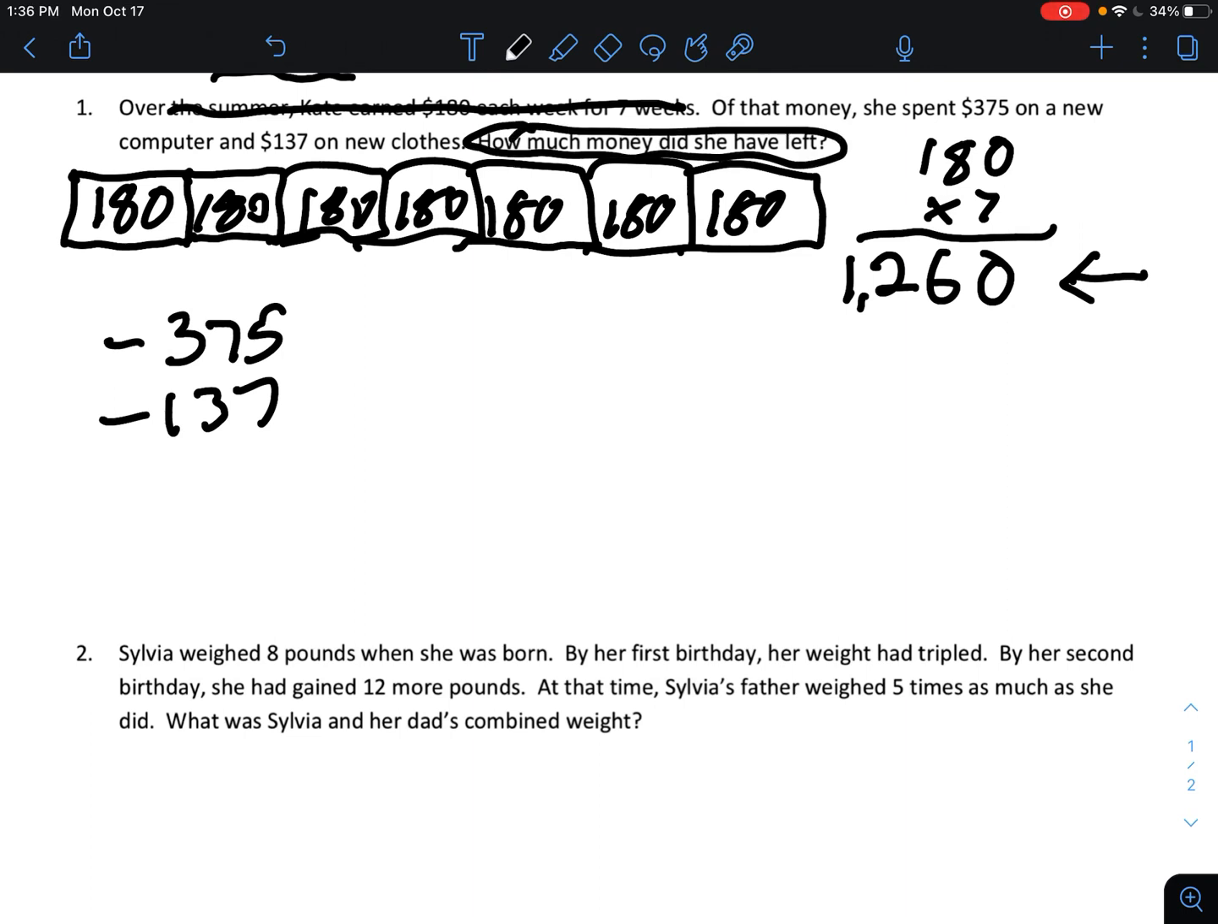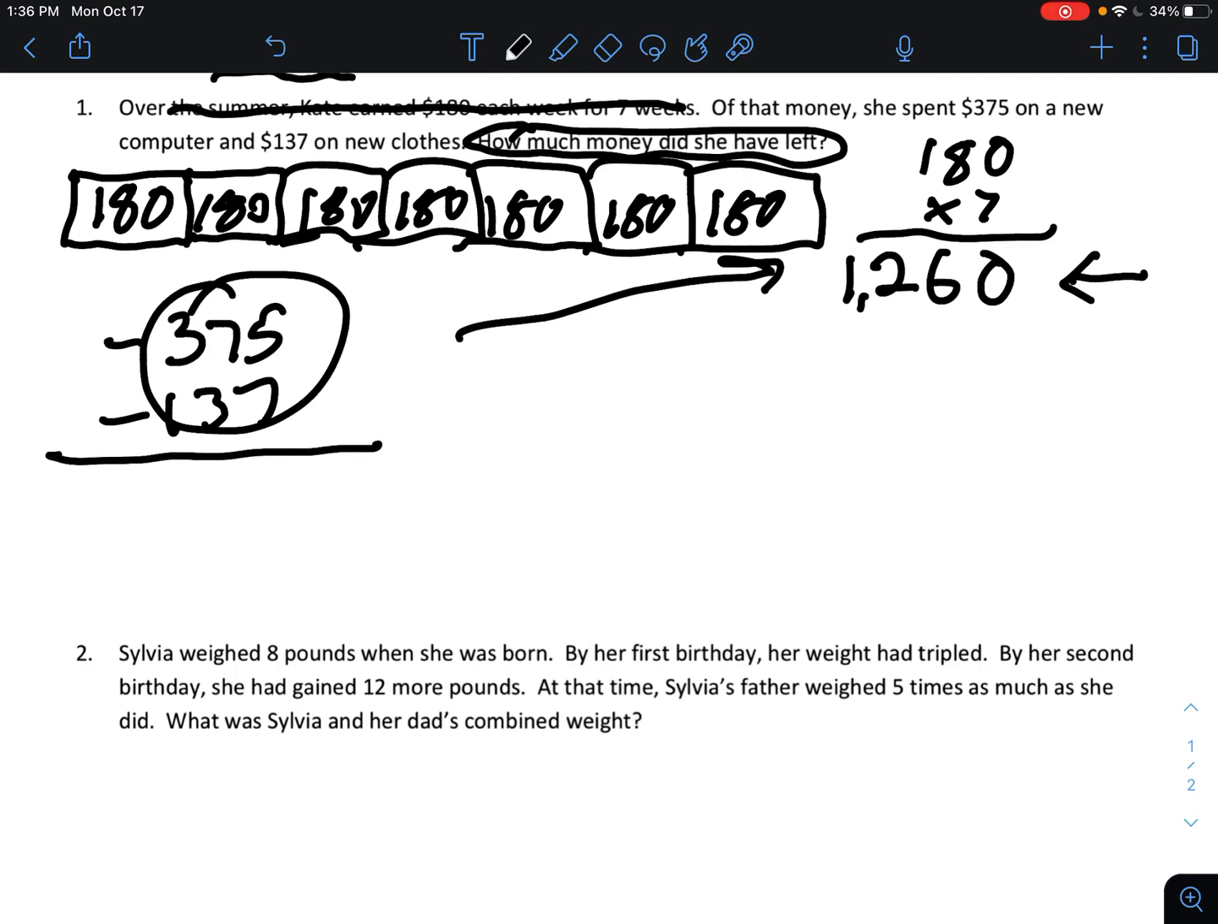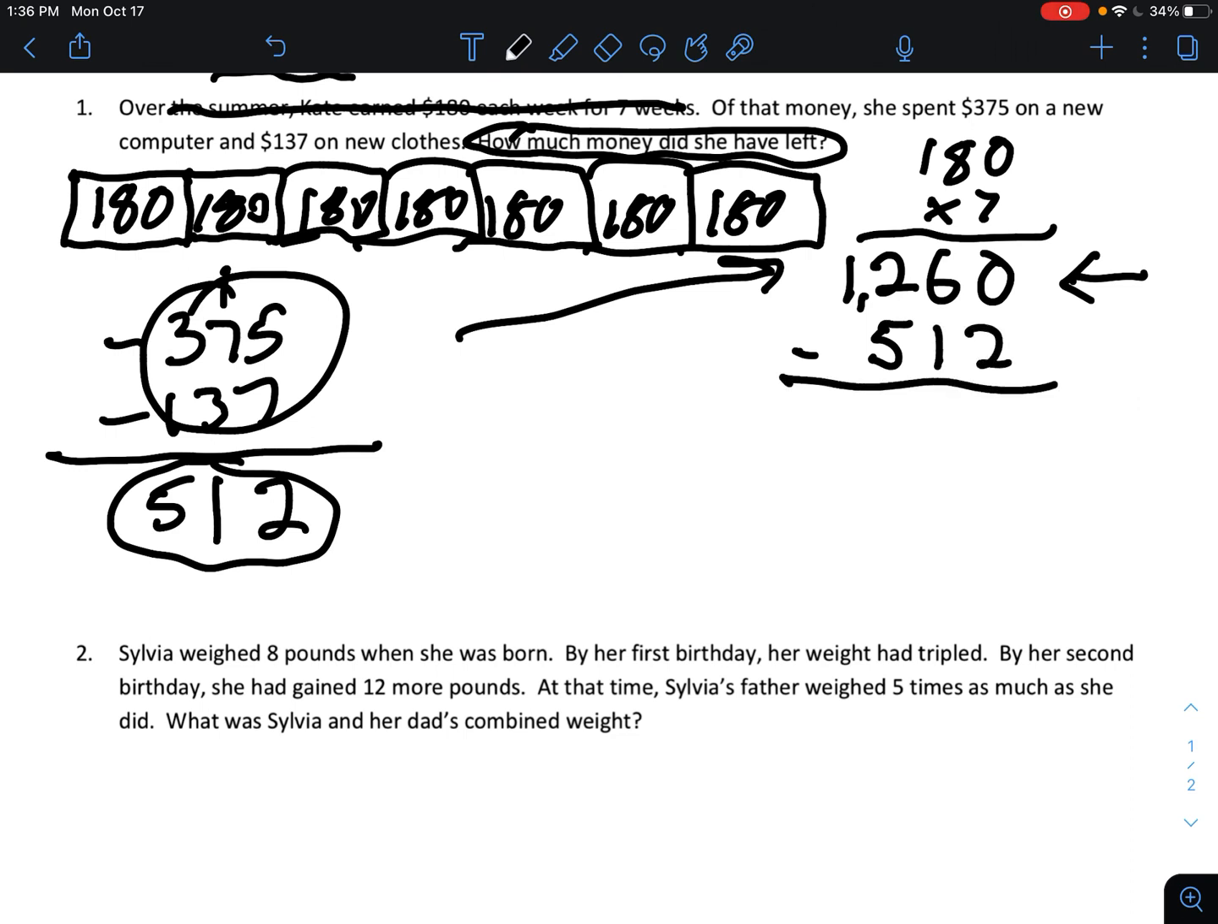So 2 things you could do with this, right? You could subtract each amount from the total. But what I would do is, since you're taking away both of these amounts, I would total that up first and then subtract it from the 1,260. So I'm going to total these first. All right. And now I'm going to take this, because she spent this amount, $512, and I'm going to subtract it from 1,260. So what did you get for your answer?